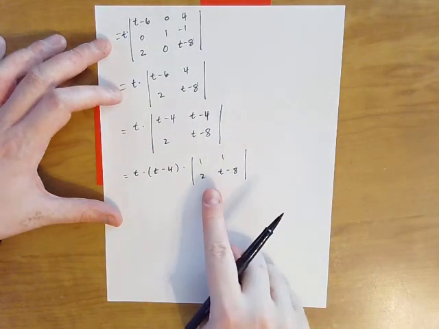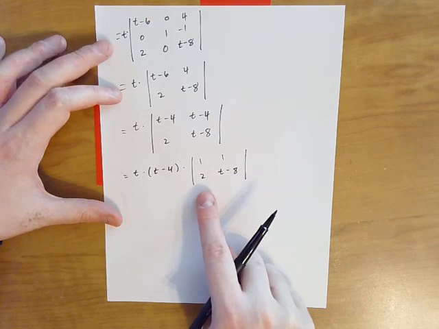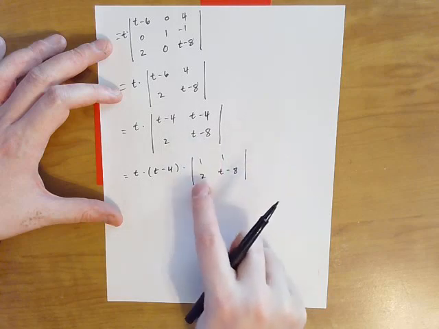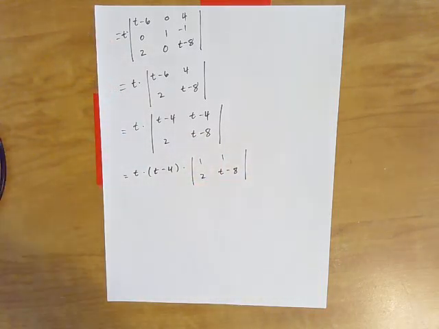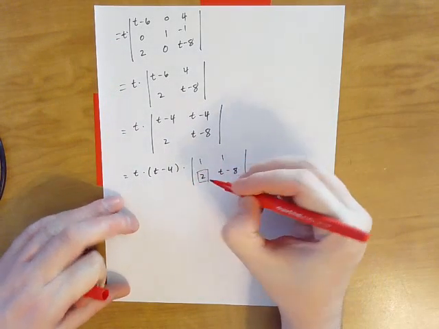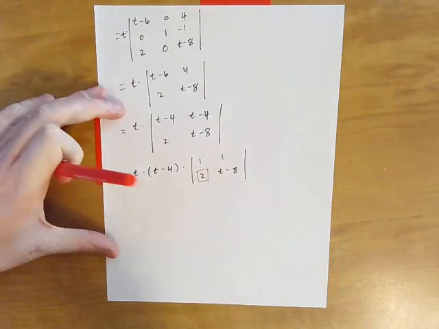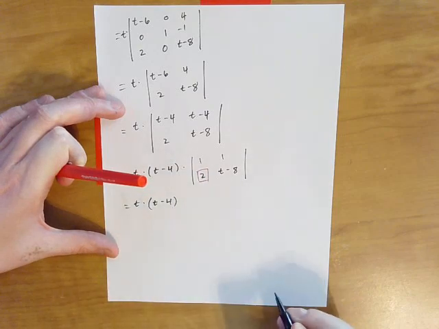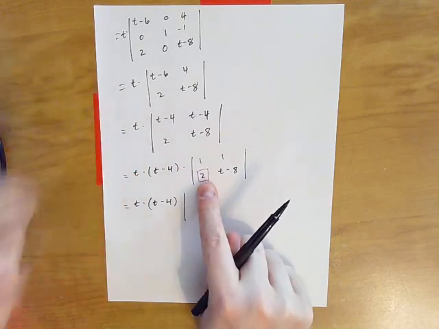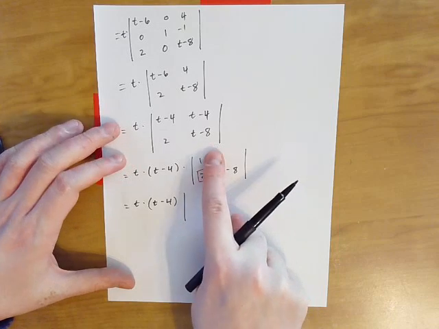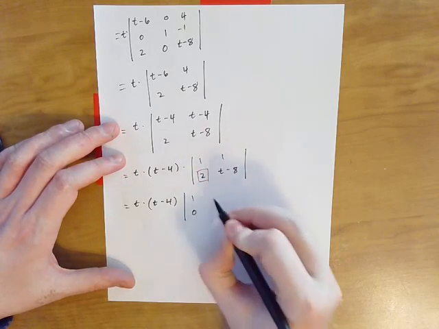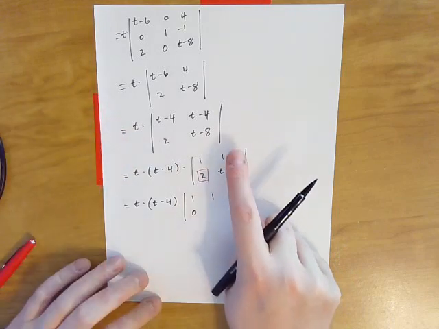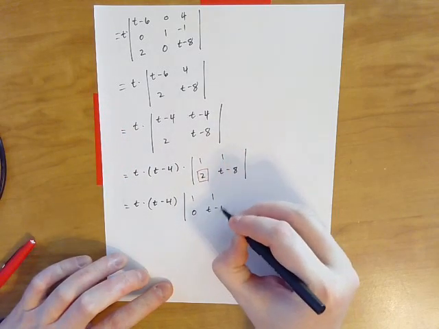And then now I just need to do one more row reduction. I can take row 2 and then subtract 2 times row 1 to clear out this 2. So I'm now going to clear out this 2 here. So my factor of t and my factor of t minus 4 carry over. And then now when I take row 2 and subtract 2 times row 1, I get 1, 0, 1. And then now I get t minus 8 minus 2, which is t minus 10.